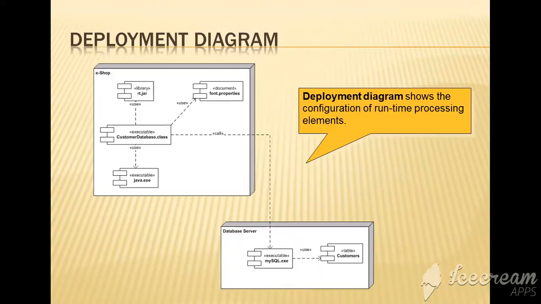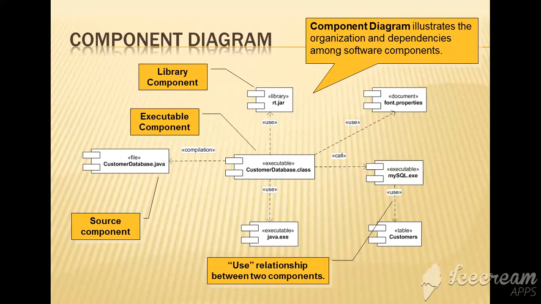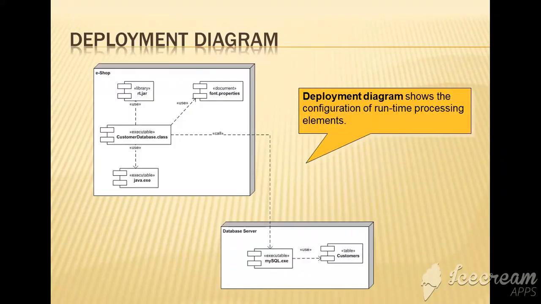This is very important: the deployment diagram. The deployment diagram shows the configuration of runtime processing elements. What we saw last was the component diagram, which is a setup created by the software developer to do the implementation, and this is called deployment, where we actually do the implementation. That is called the realization of your package.